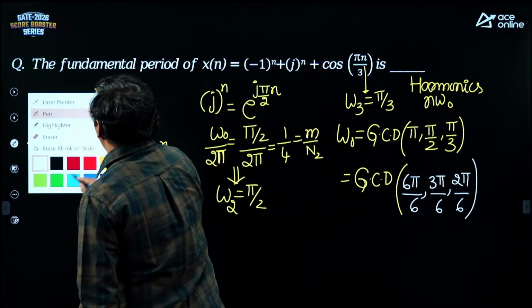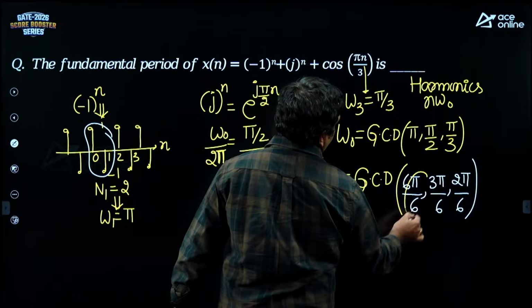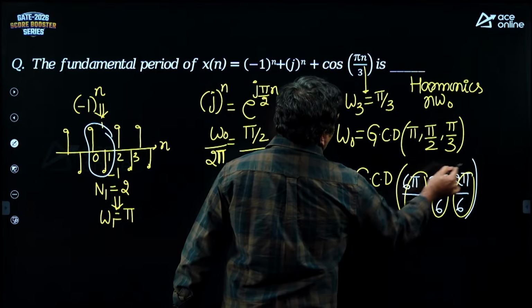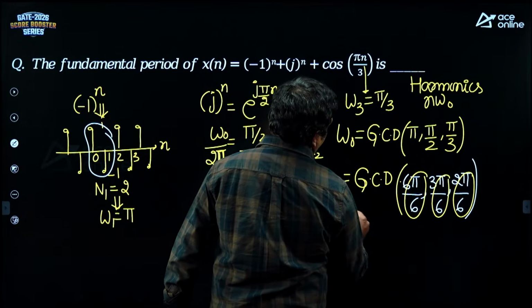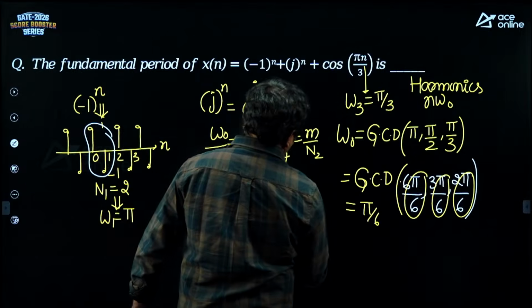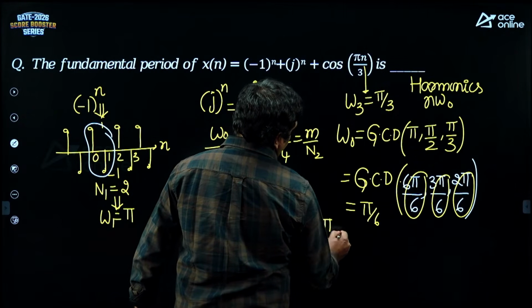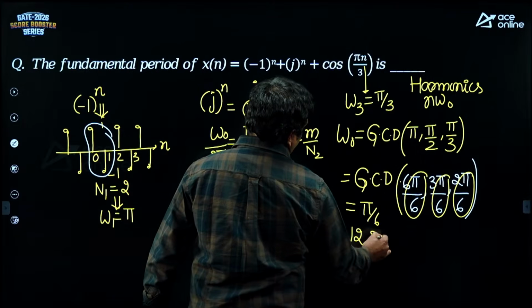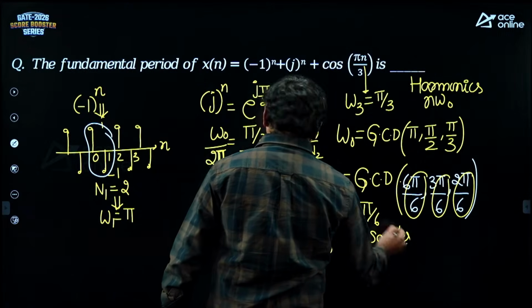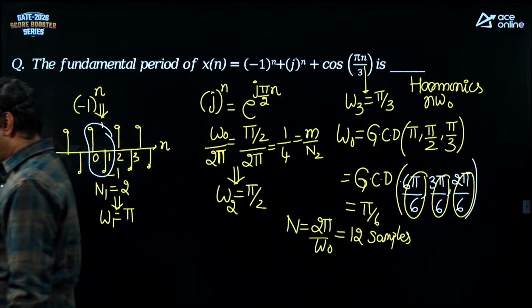So what is the common frequency that is visible for us? 6th harmonic, 3rd harmonic, 2nd harmonic. So time period is 2 pi by omega naught, that is 12 samples.